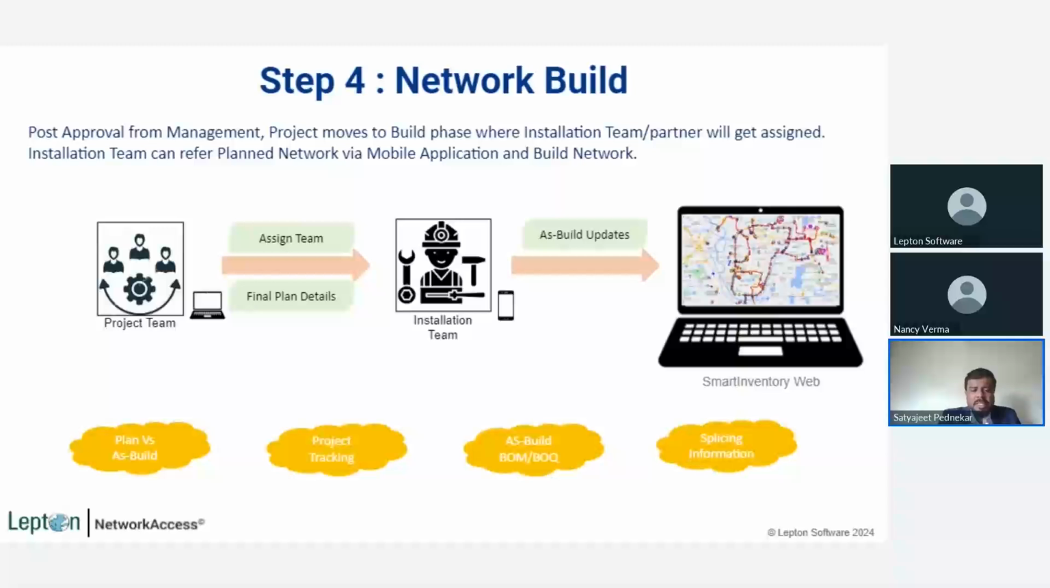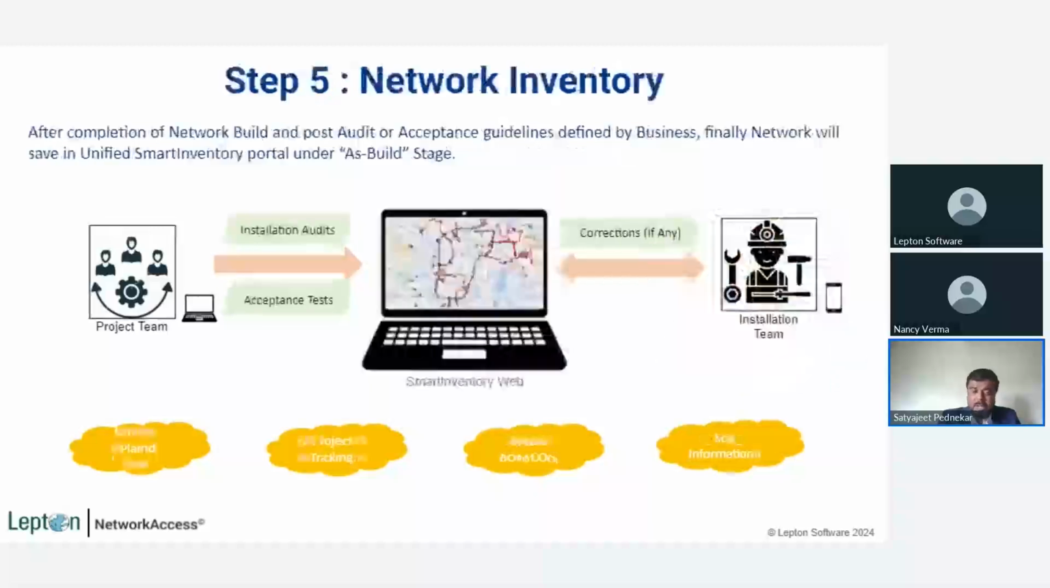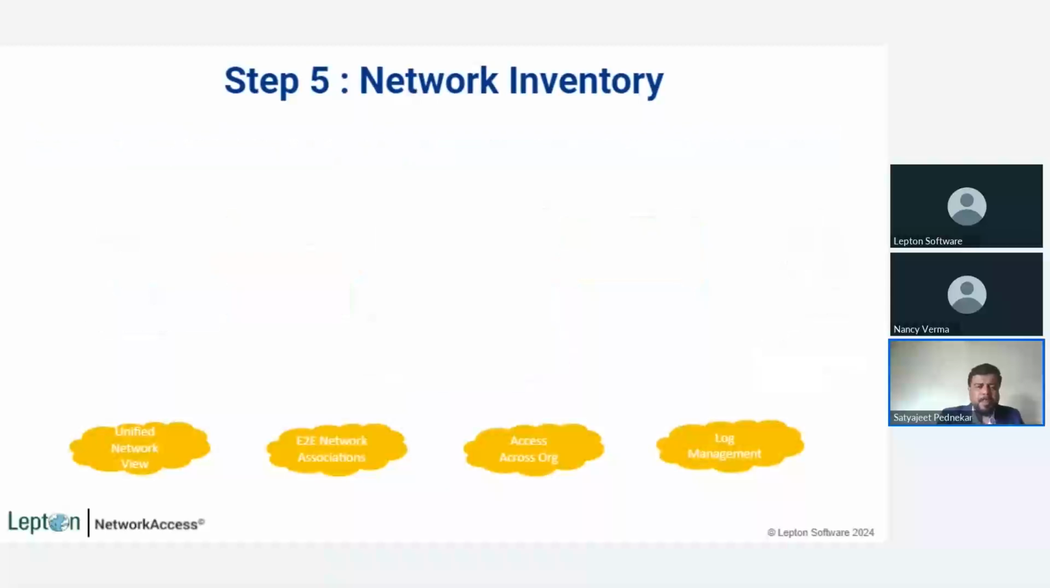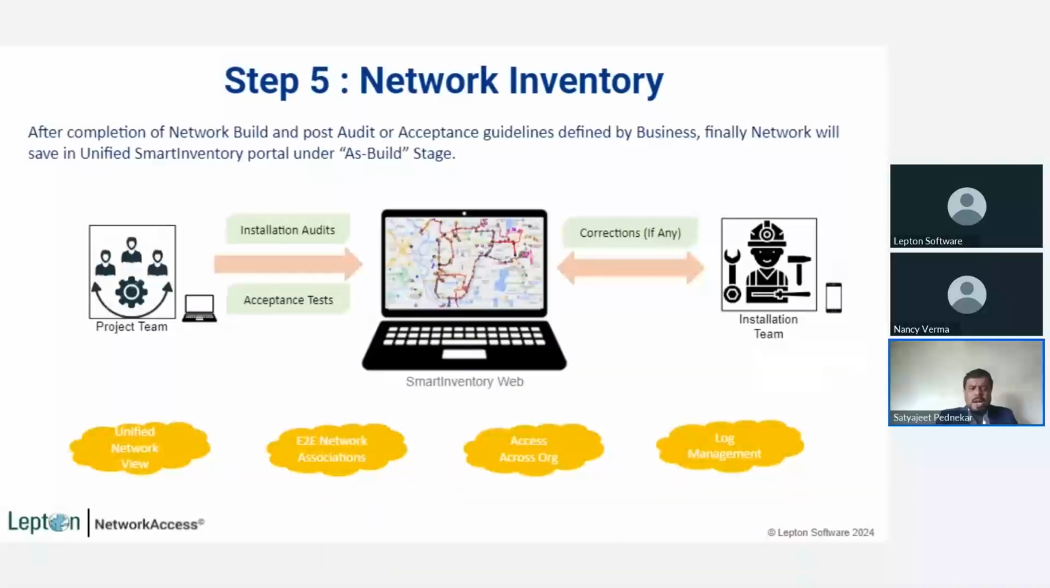So in this stage, with the help of the project team and installation team, the network is getting built through smart inventory only. Until now, we have never used any third-party external tool to manage the data. The last is the network inventory. After completion of the network build and the post audit, let's say the network is getting built, but it is not like the network is ready for service. There are some checks, guidelines or audits to be done by the project team before it is declared RFS, that is, ready for service.